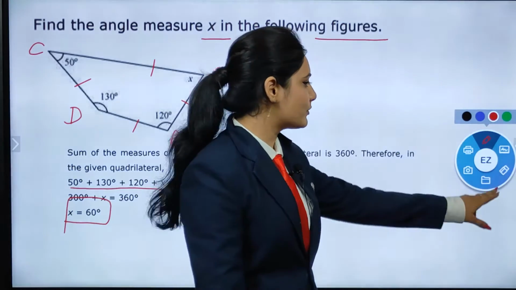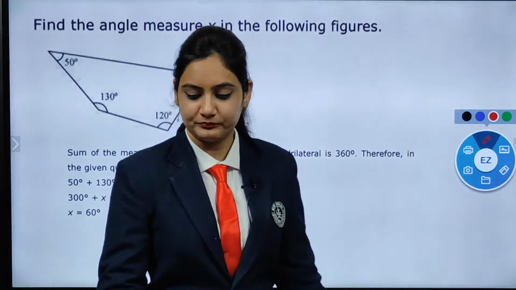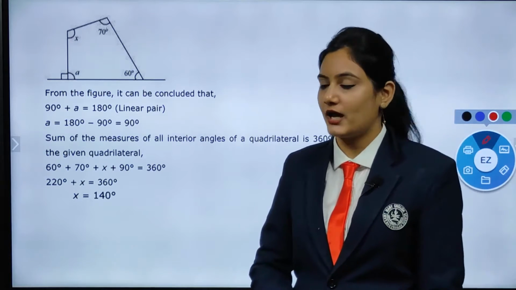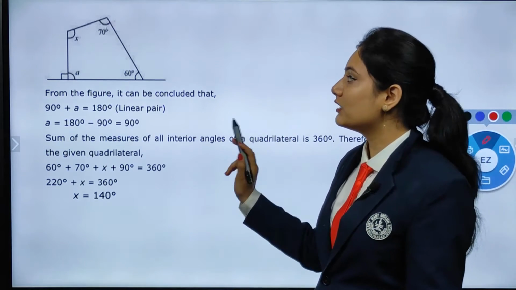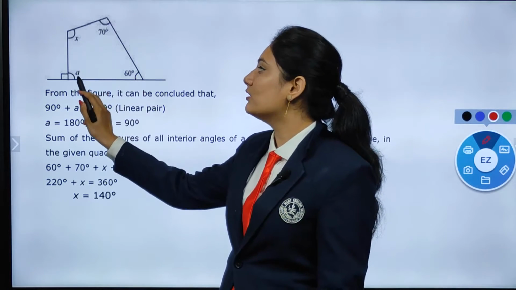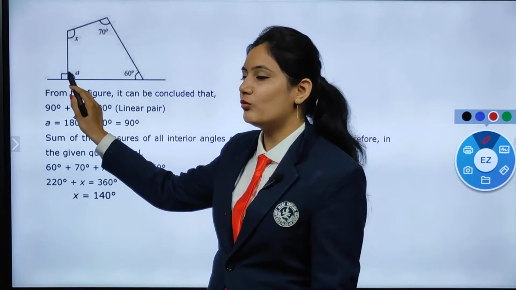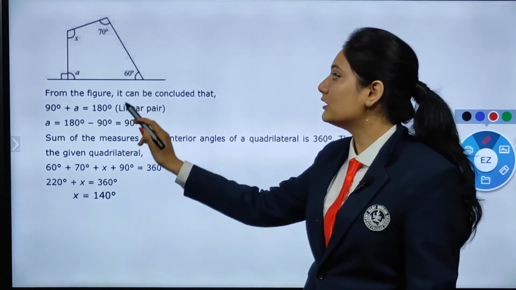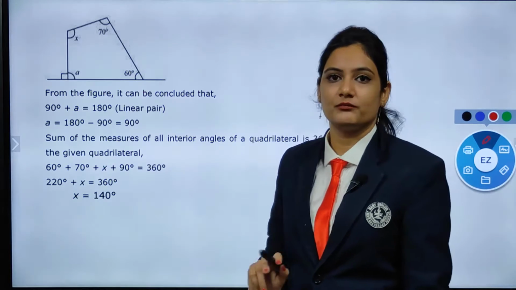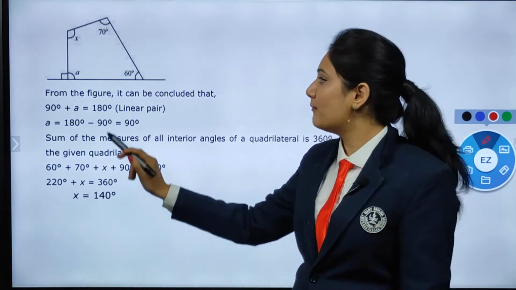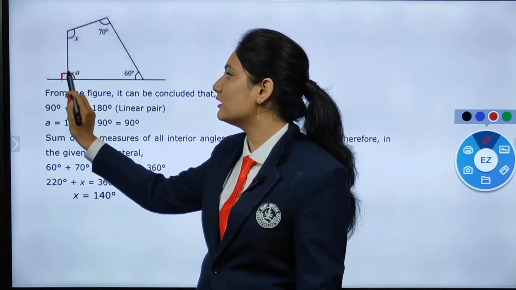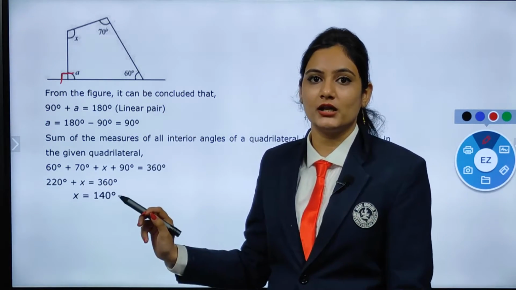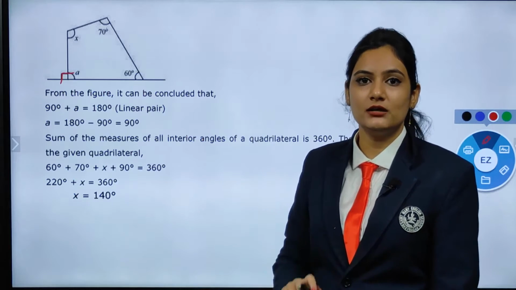Understood children, this first question? Now coming to the second question. In the second question also you have to find the value of x. Other values are given. For finding x, as the number of sides is 4, you need 3 angles to find the 4th angle. But here only 2 angles are given and 2 are unknown. But see here children, this is 90 degrees. So another interior angle will also be 90 degrees by linear pair.